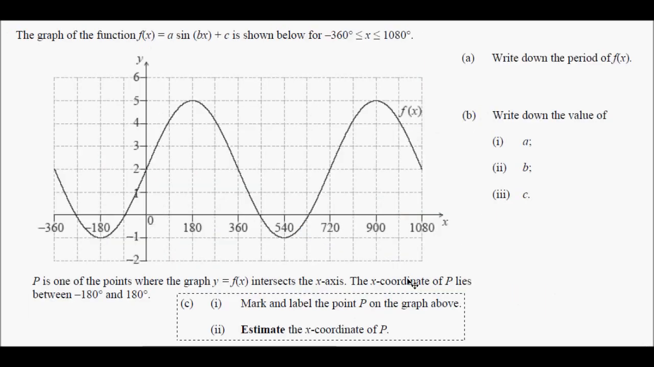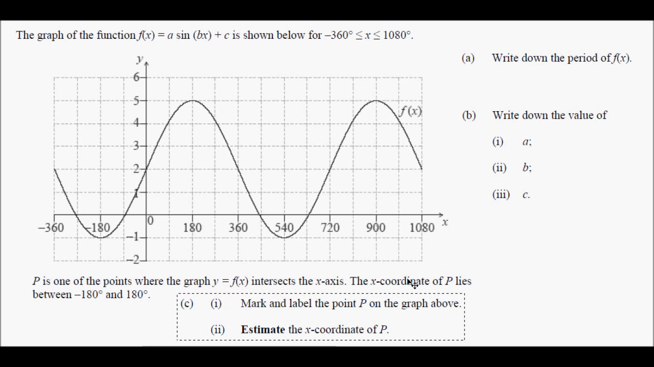Okay, this is a sine function, and it says the graph of the function f of x equals a sine b of x plus c is shown below from negative 360 to 1080 degrees. So this is in degrees, which is nice. It's a little different than the other one, so it shows you both ways these problems work.